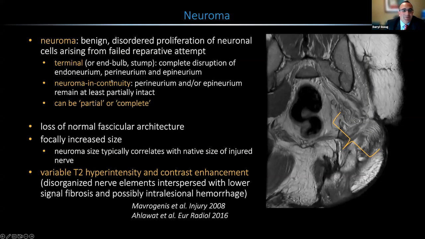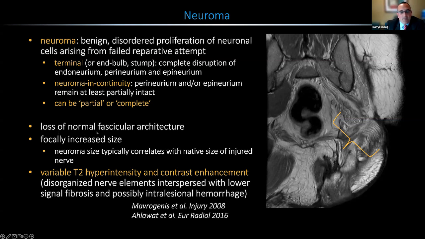These can be classified into a terminal neuroma, which is complete disruption of the endoneurium, perineurium, and epineurium, or neuroma in continuity, where the perineurium and/or epineurium remain at least partially intact. And the neuroma can be partial, meaning only involving a portion of the nerve, or complete, involving the entire nerve.